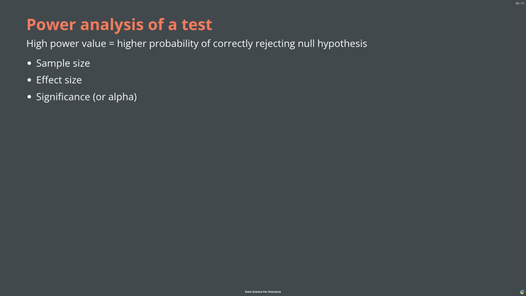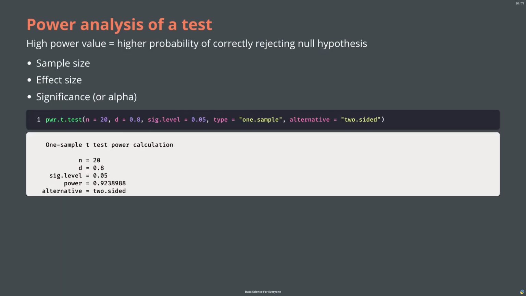Running a power analysis helps us assess the credibility of our results. If we know the sample size, the effect size, and alpha, we can calculate power. For example, let's say we had 20 participants solving puzzles, an alpha of 0.05, and calculated an effect size of 0.8. We can compute the power of this one sample t.test as shown. This yields a power of approximately 0.92, indicating a strong confidence in our test results.